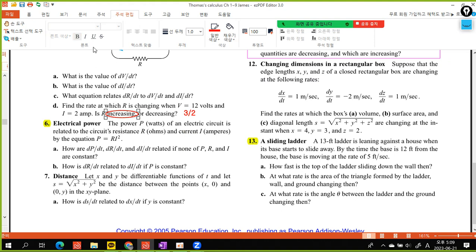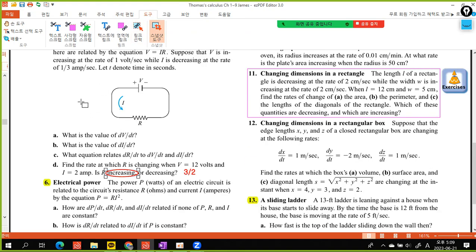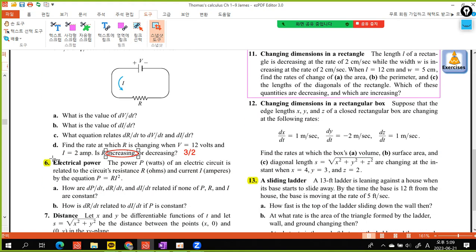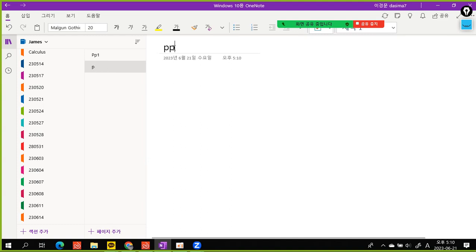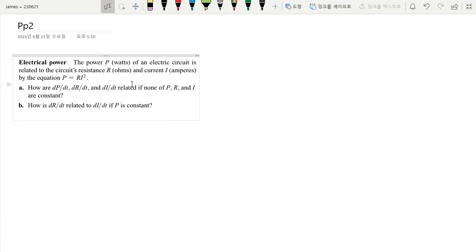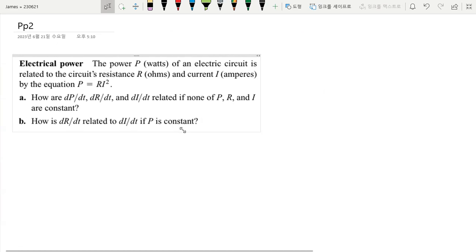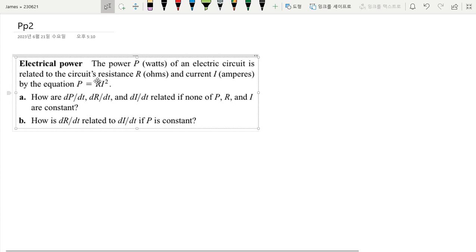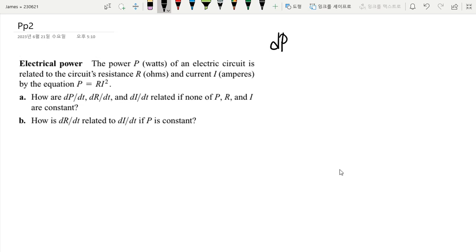And then let's think about electrical power. It's related to the previous problem. So electrical power is the product of voltage and current. And if we change the voltage to IR from the previous equation, we get the equation for electrical power equal to resistance times current squared. So if we differentiate this equation, dP over dt is equal to, once again, we are going to use the product rule.